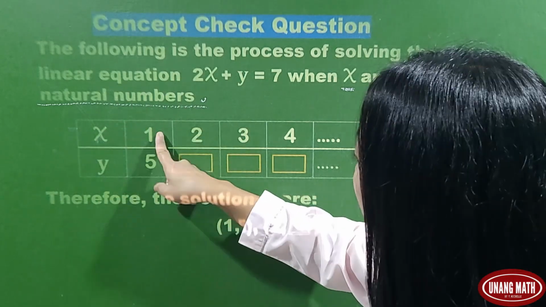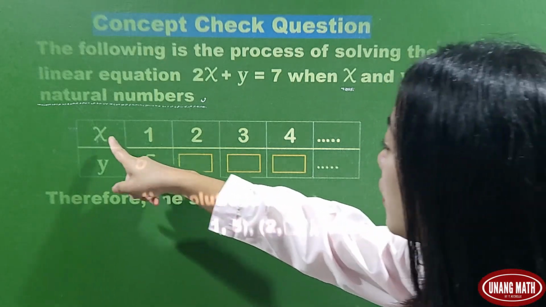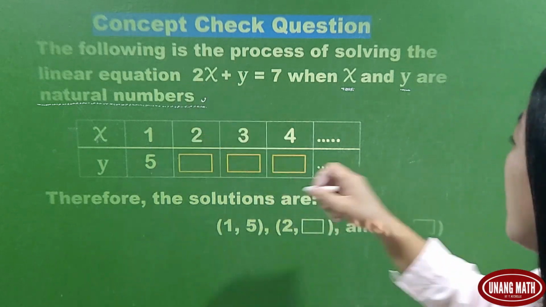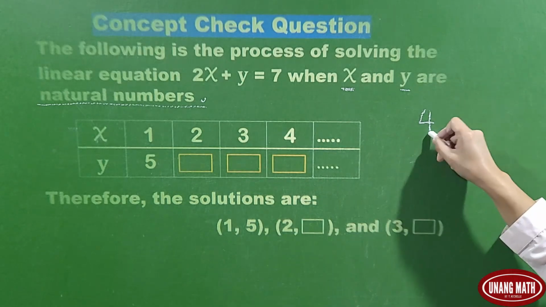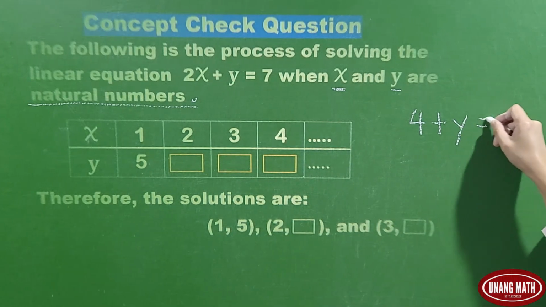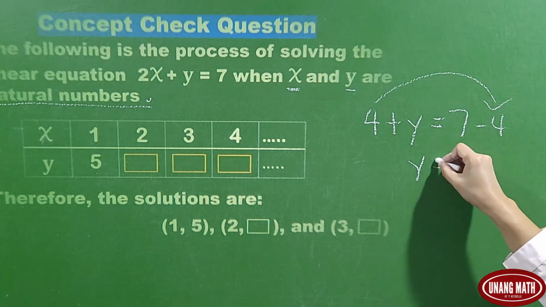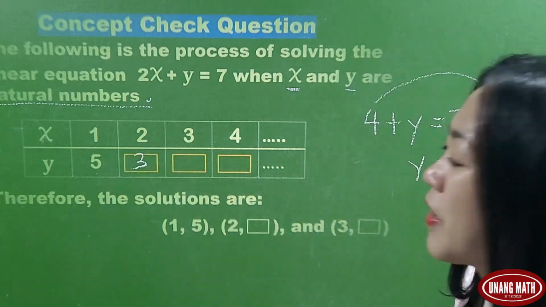If x is 1, then y is 5. What about if x is 2? Let's substitute in our equation. If x is 2, then 2 times 2 is 4. So 4 plus y is equal to 7. So 7 minus 4, then y is equal to 3. So if x is 2, then y is 3.